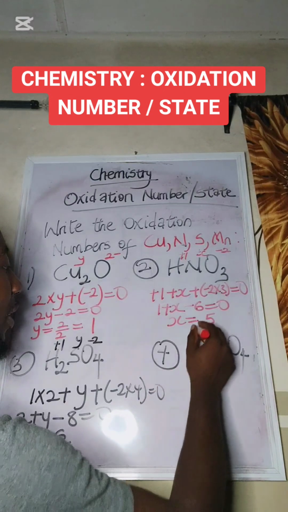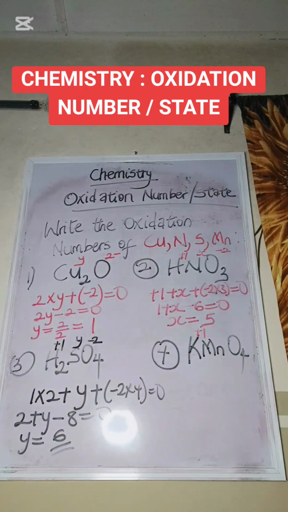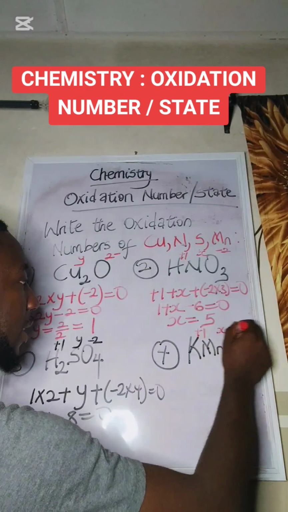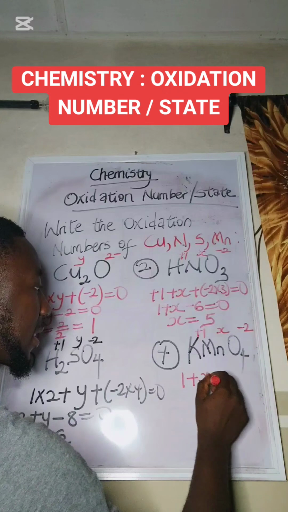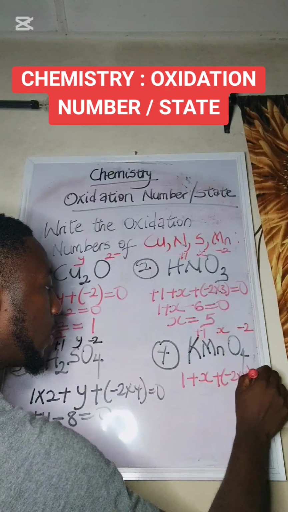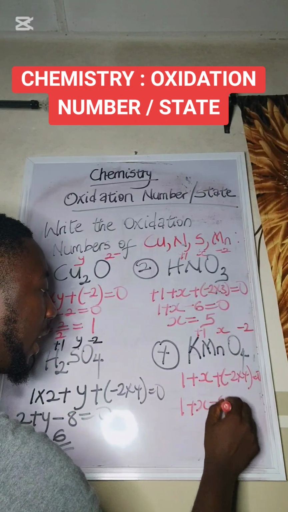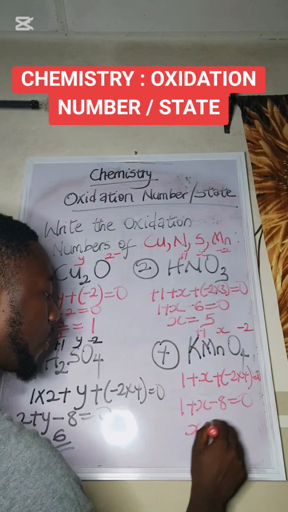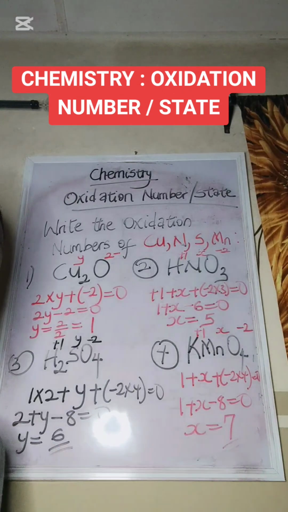Then finally we have KMnO4. This is +1, because it belongs to group 1. Let's call this x, and this is -2. We have 1 plus x, plus minus 2 times 4 is equal to 0. So 1 plus x minus 8 is equal to 0, so x is equal to 7. So the oxidation number of Mn, that is manganese, in KMnO4 is 7. So these are the answers to these questions.